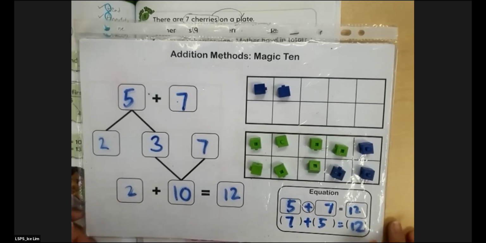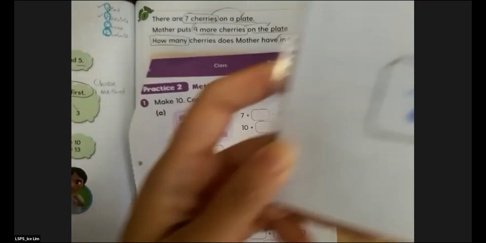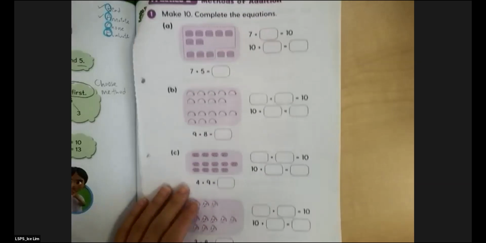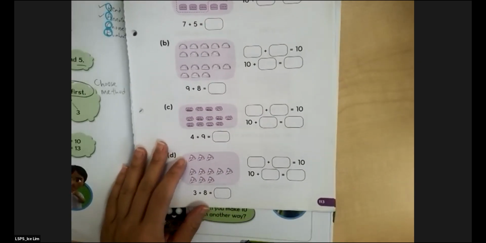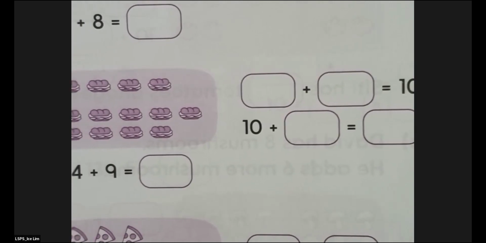Now, let's look at another example. Let's look at this one here. 4 and 9. If I had the number bonds 4 and 9, which number should I break? It's better to break.